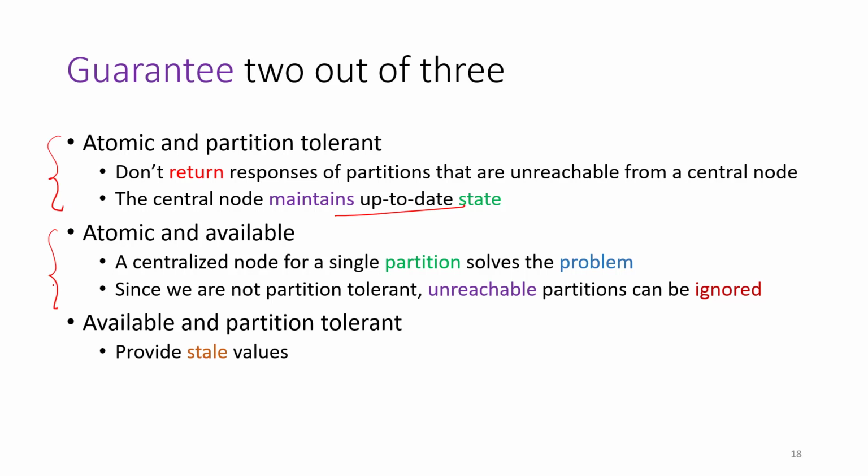Atomic and available: same idea, have a centralized node for a single partition that will solve the problem. You will both be atomic and available. Don't care about the rest of the partitions because we don't have to be partition tolerant. So other unreachable partitions can be ignored. Available and partition tolerant: in this case, there is no consistency at all. So any value can be provided, any stale value can be provided. Given the fact that atomicity is not being considered here, there is no problem.